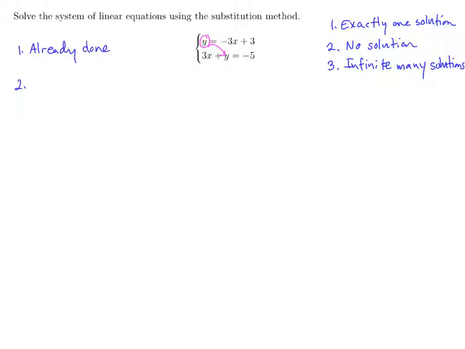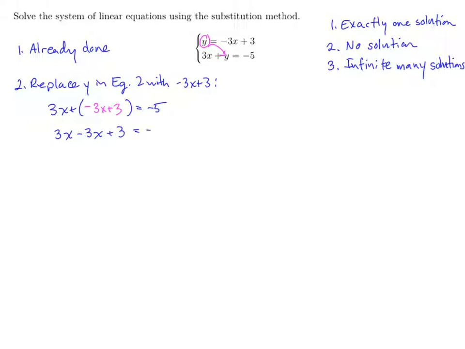Looking at step two, we will replace y in equation 2 with negative 3x plus 3. And when we do that, we're going to get 3x plus, and I'll replace that y with negative 3x plus 3. And that is then equal to negative 5. When I go and simplify this equation, I'll get 3x, and then plus a negative 3x will be minus 3x, plus 3, all equal to negative 5.